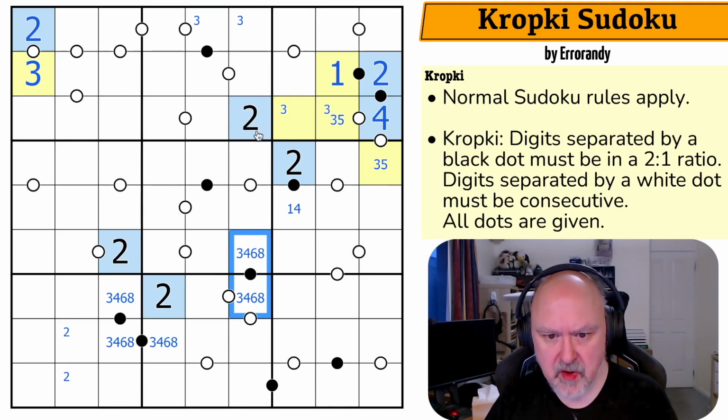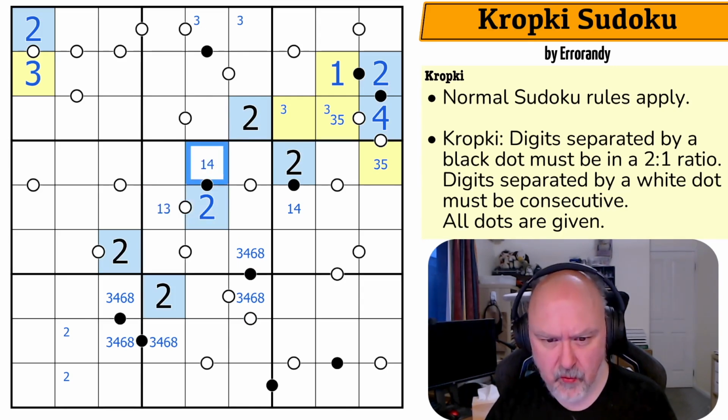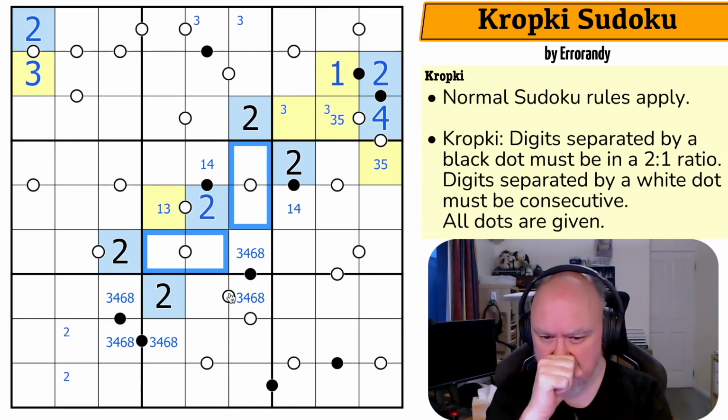I've got 4 2s looking in this box. There's a 2 right in the middle of the grid, which is even. So this is 1 or 3, and this is 1 or 4. This is odd, however. But there's an even here and here. Not quite enough.